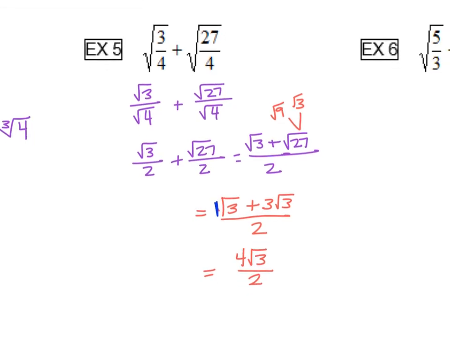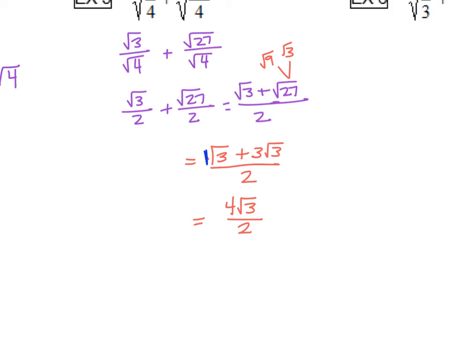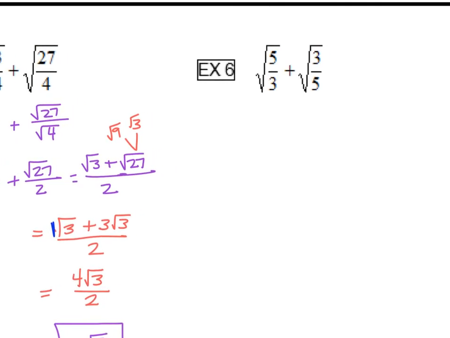All right, so can we do any reducing with this final answer? Do you guys see how we have a 4 and a 2? Those are both what we call those outside numbers. 4 does divide by 2, and you get 2 times the square root of 3. All right, last one, we're on a roll.